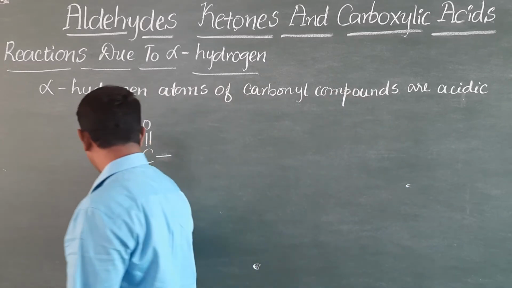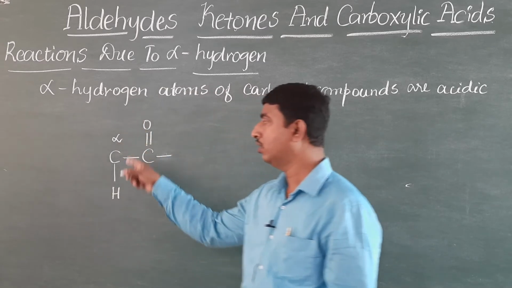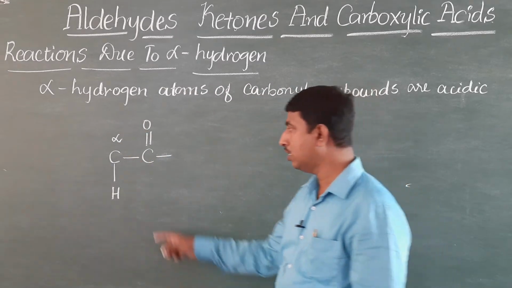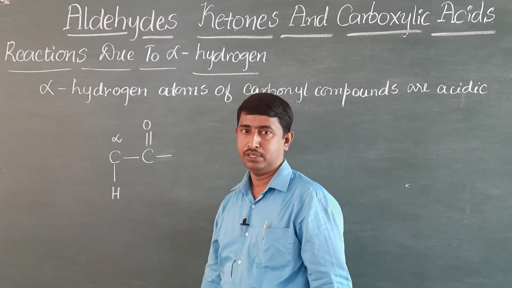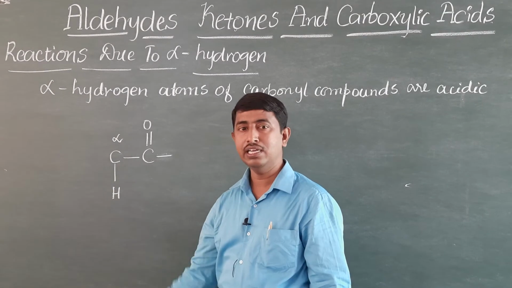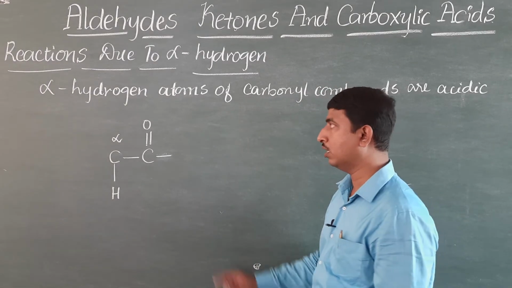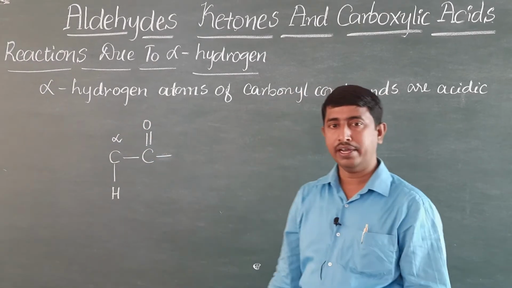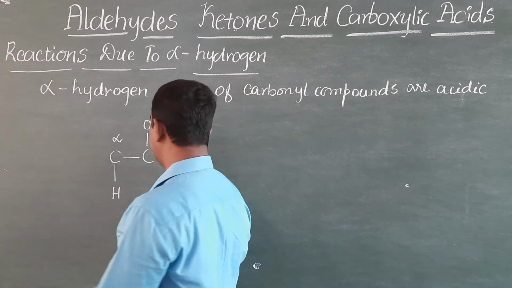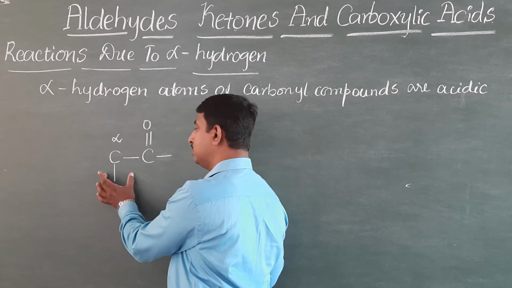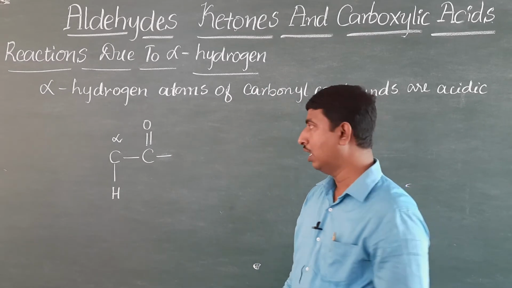Hydrogen atoms present upon alpha carbon, or hydrogen atoms found in a carbon. So hydrogen atoms which are directly attached to alpha carbon atom are considered as alpha hydrogen atoms. So alpha hydrogen atom is hydrogen atom which is directly bonded to alpha carbon.